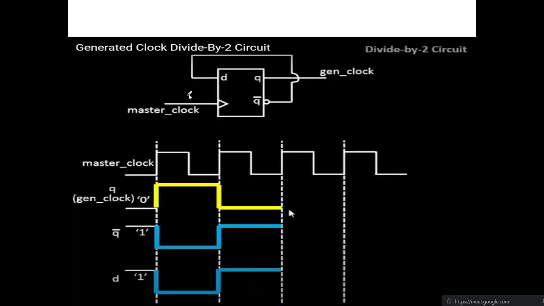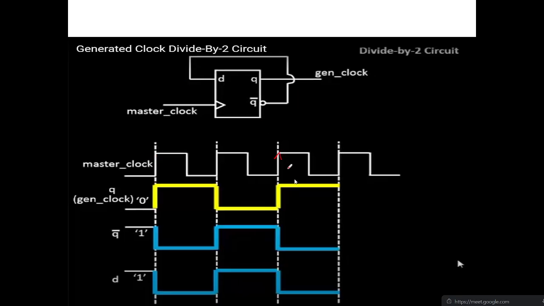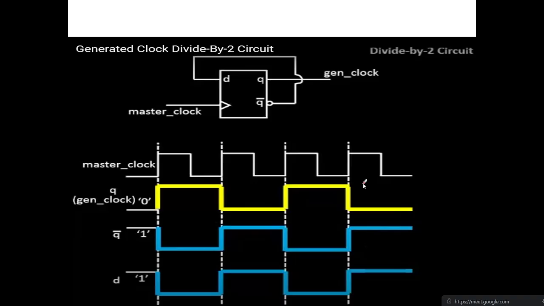Again, during the next passage, Q becomes 0 and Q bar becomes 1. This will come to D. Again at the next passage, Q becomes 1, Q bar becomes 0, and 0 will come to D. Again at the next passage, Q becomes 0, Q bar becomes 1 and D becomes 1.